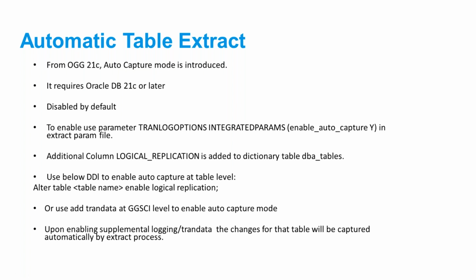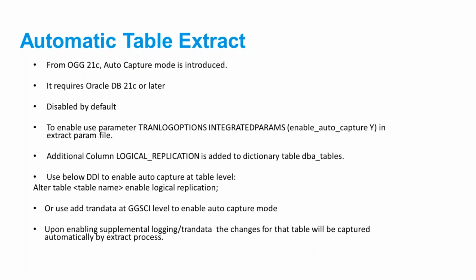Use the below DDL to enable auto capture at table level: alter table name enable logical replication. You need to execute this DDL, or use add trandata at GGSCI level to enable auto capture mode. You can run either this alter table at SQL, or at GoldenGate level at GGSCI, just use the add trandata command. Upon enabling supplemental logging, the changes for that table will be captured automatically by the extract process.